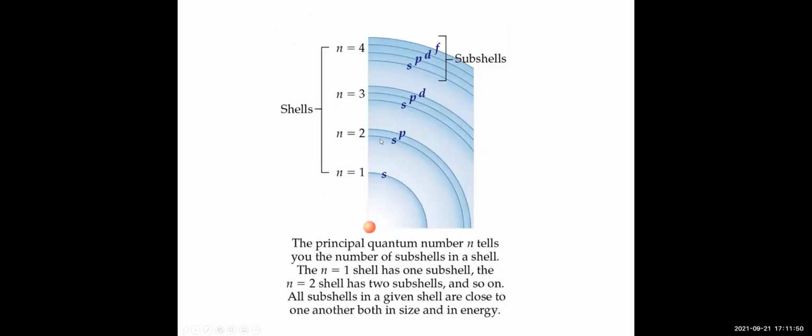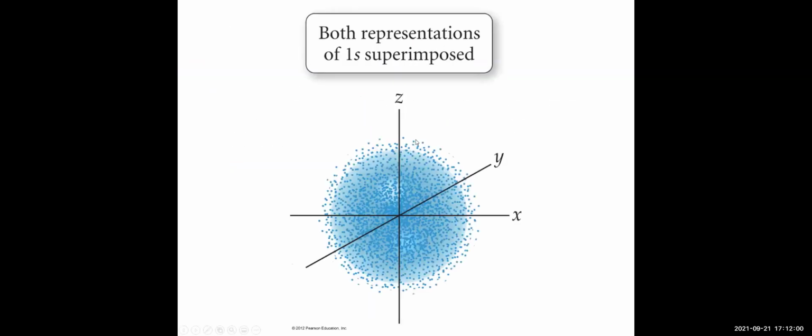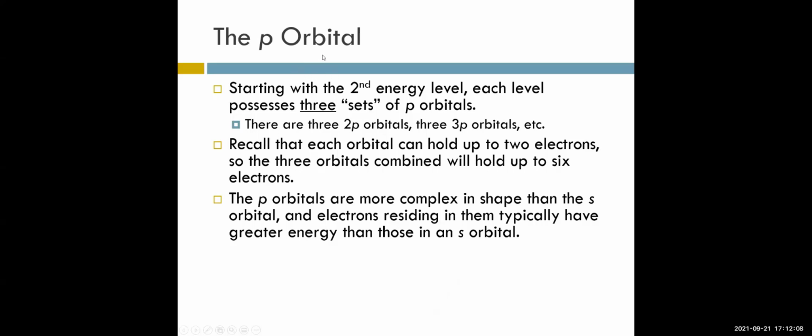Starting with the second energy level, and going back to my picture here, you get what is called a p subshell. And a p subshell contains p orbitals. S subshells only come in sets of 1 orbital each. But p's always come in sets of 3 orbitals each. So whenever we say the 2p subshell, or the 3p subshell, or the 4p subshell, there are always 3 orbitals in that subshell.